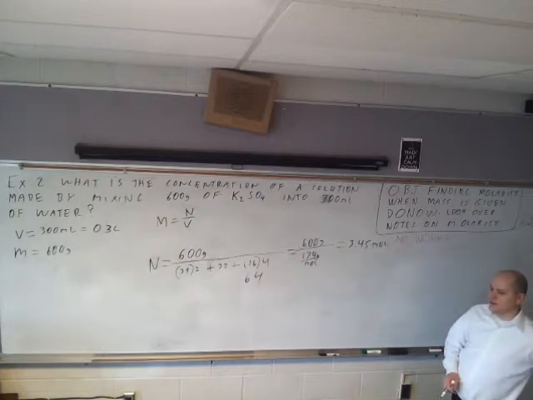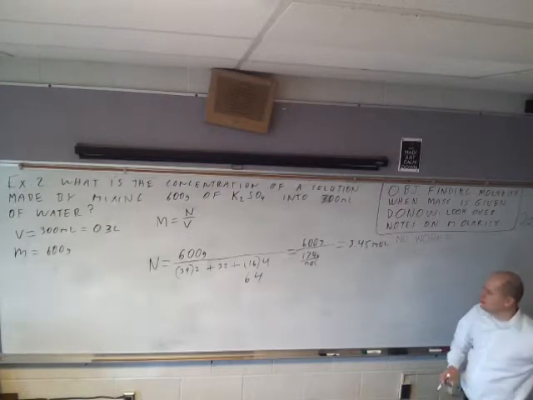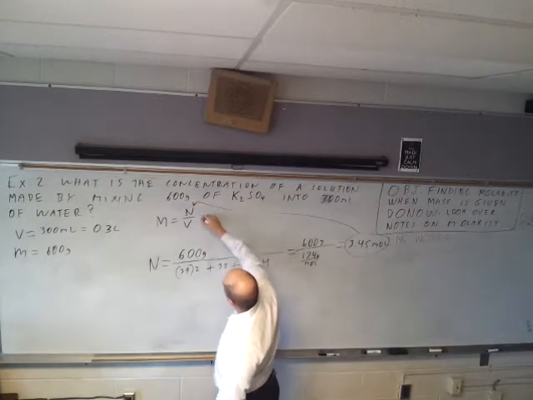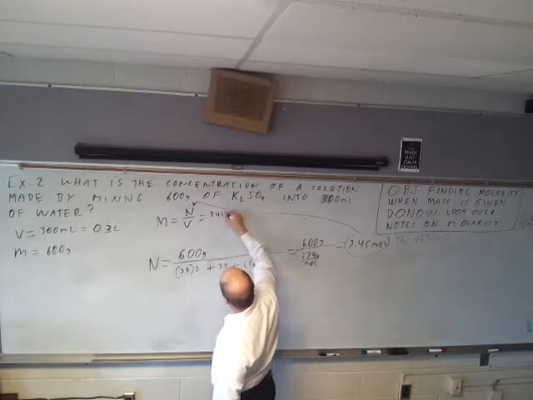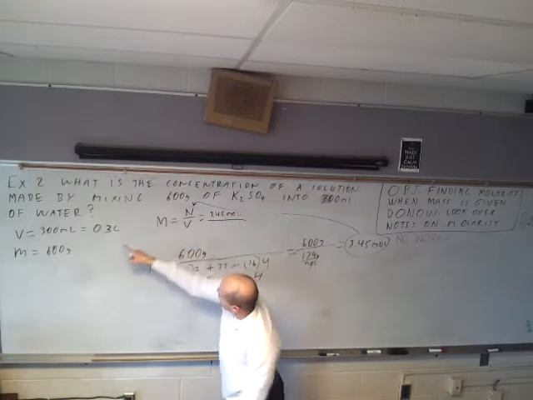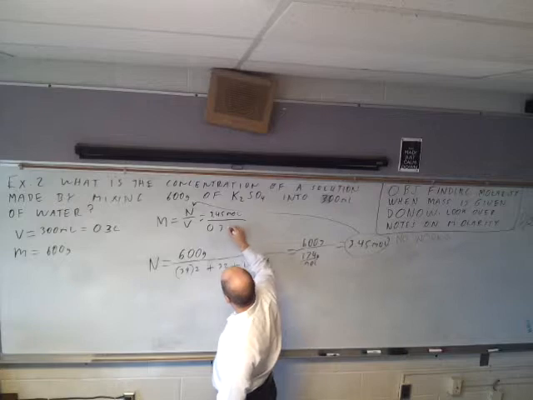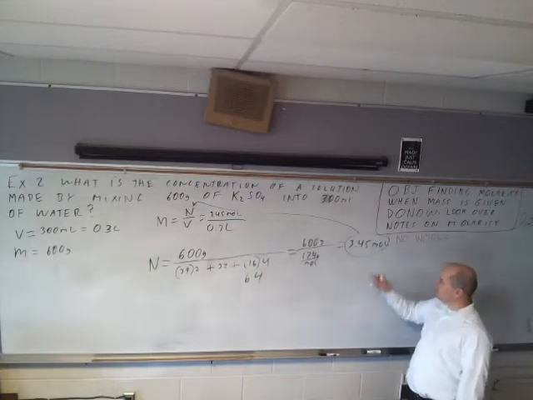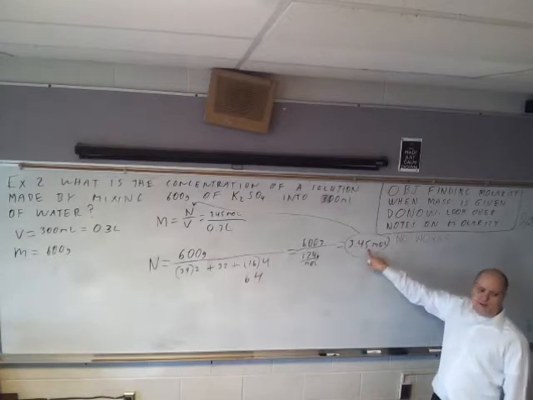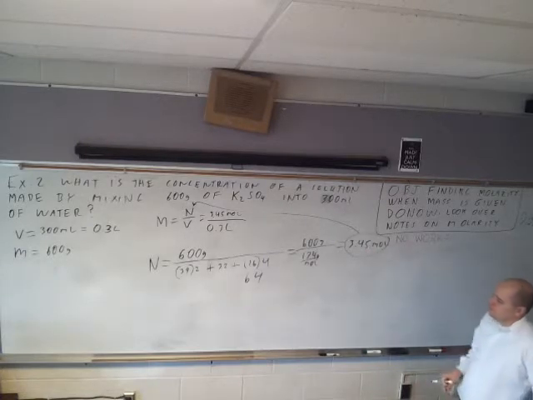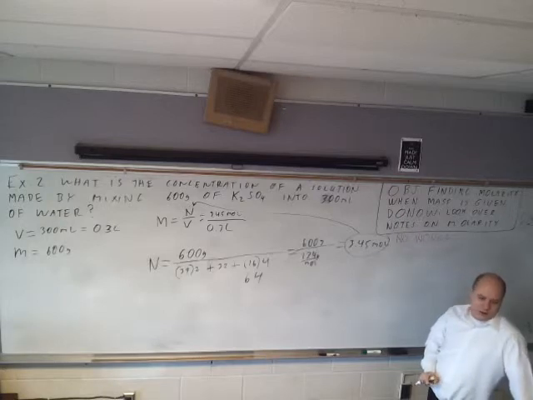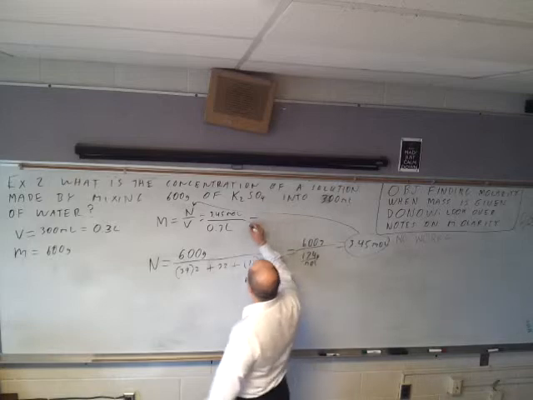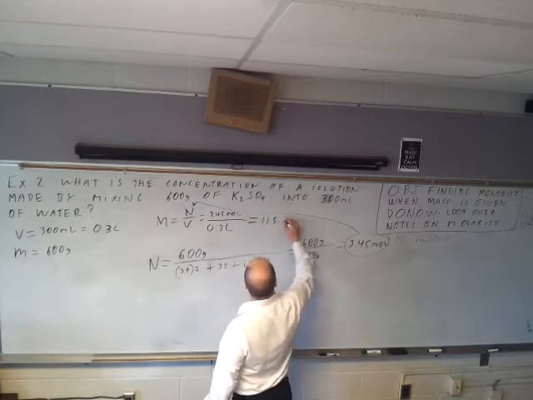Okay, so now we're just going to take this and plug it in for n, right? So it's going to be 3.45 moles divided by 0.3 liters. Wait, where did you get 3.45? That's the final we just found. Mass divided by molar mass. Okay? And this is going to come out to 11.5. 11.5 molar, capital M.